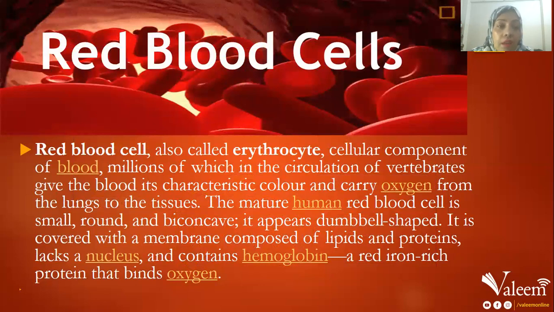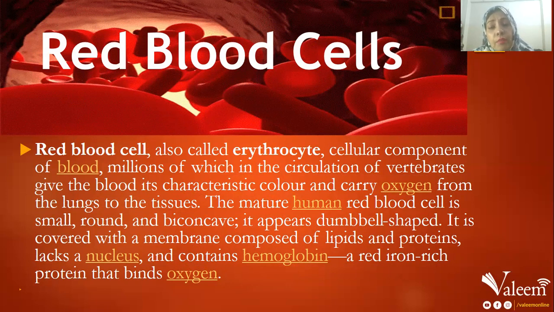So what is the color of the blood? Red. And why is blood red in color? Because of the red blood cells. The red blood cells are basically red in color, so that's why the color of the blood is red. And they are present in millions, so they are larger in number as compared to other cells, and that's why the color of the blood is red.